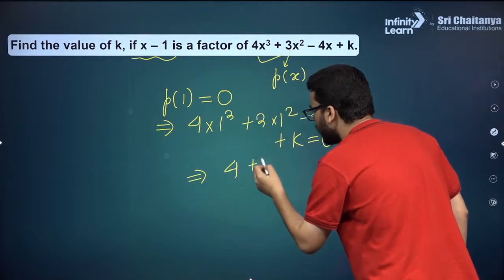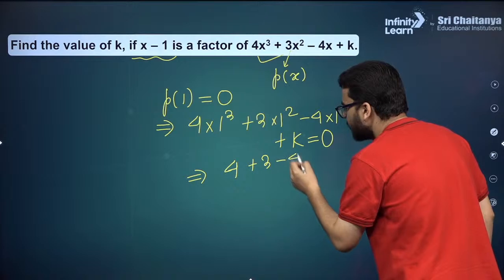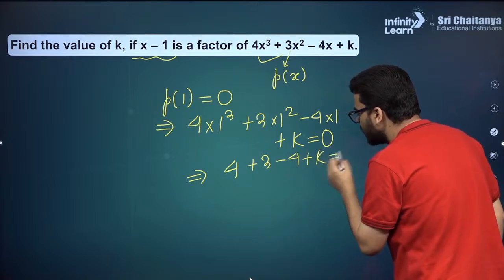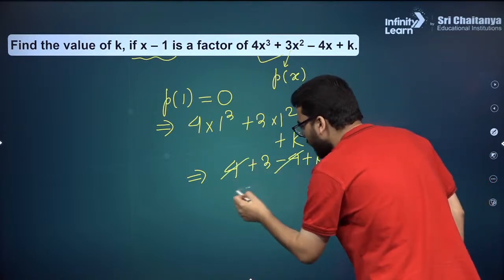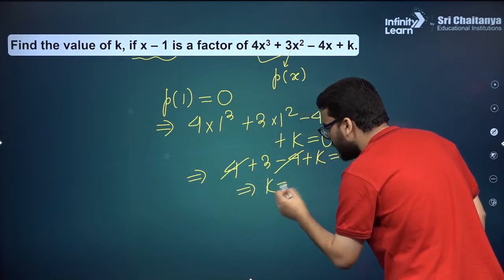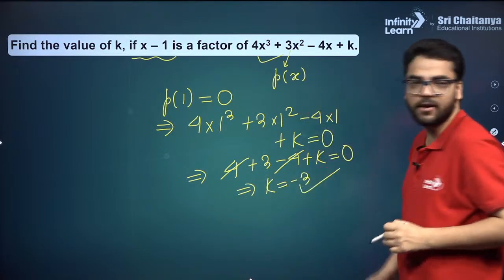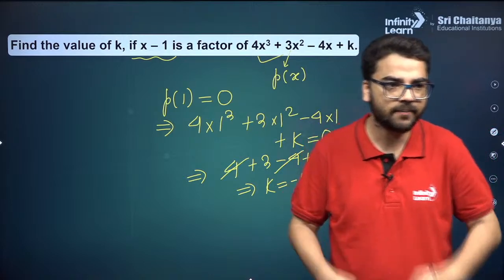So just solve this equation and you'll get the value of k. This is 4 plus 3 minus 4 plus k, that is equal to 0. So you can cancel out 4 over here. So the value of k is coming out to be minus 3. Any doubt in this thing?